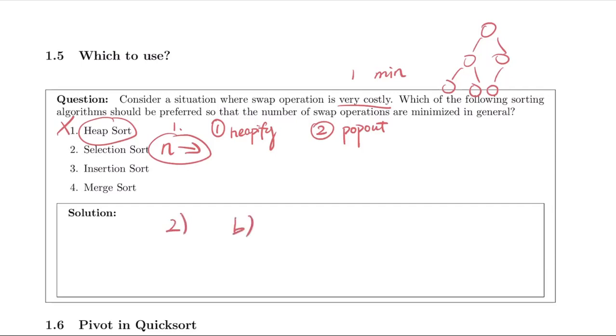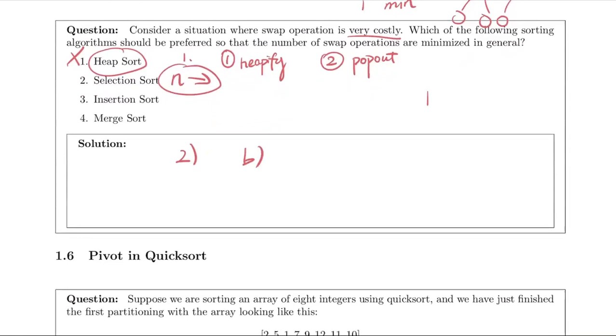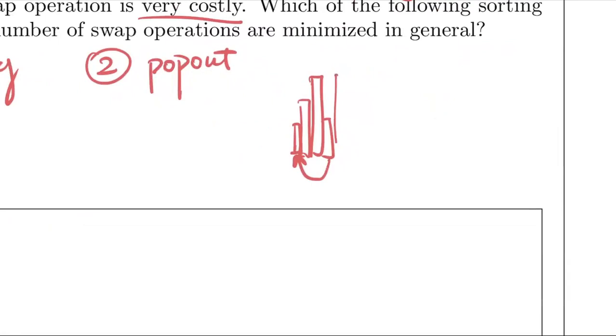So insertion sort is not correct, because in insertion sort, for example, you're inserting an element, you're inserting this bar to here, and then you're repeating this process over and over again. So the procedure of insertion means that you need to swap a lot.